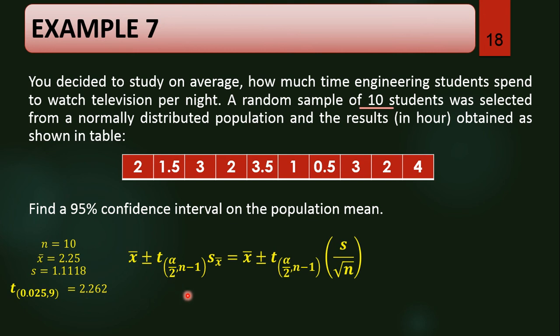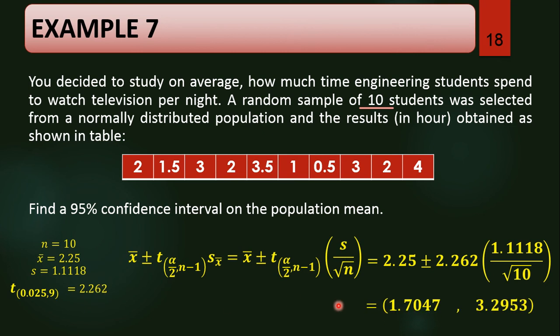Then construct the confidence interval. We are using this formula. Substitute all the x bar, t, s and n with these values. So we can say that the interval will fall within these two values.